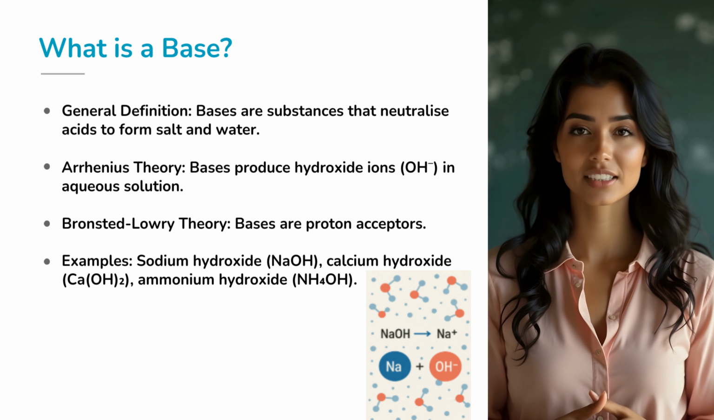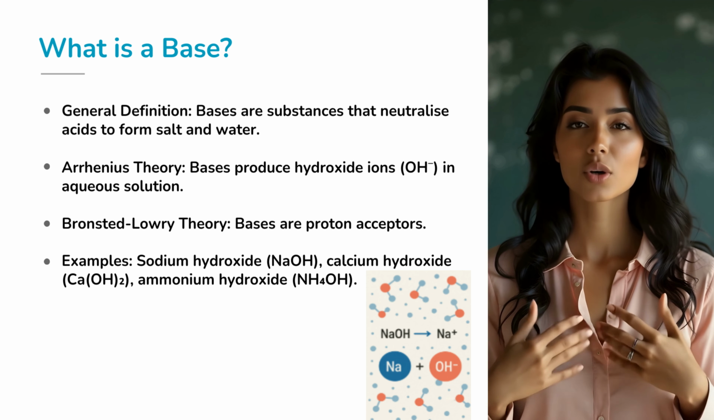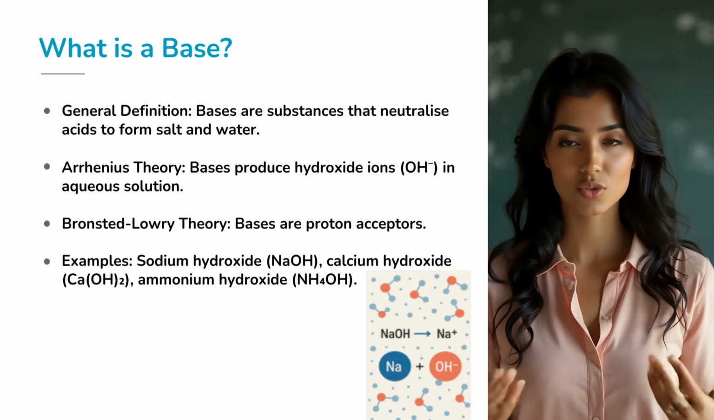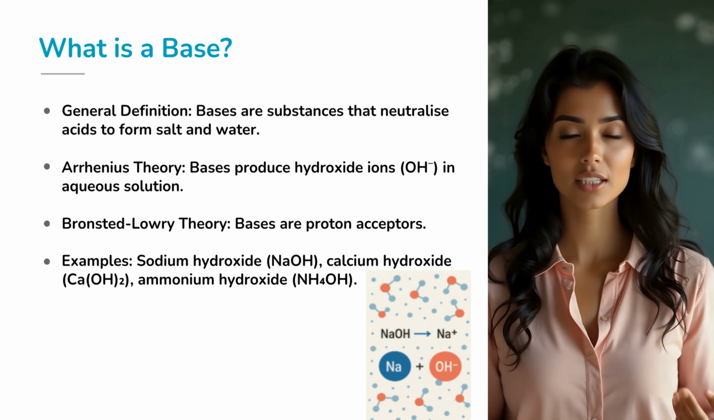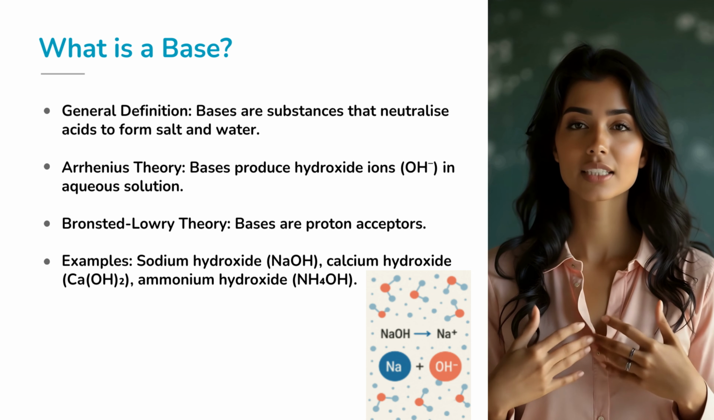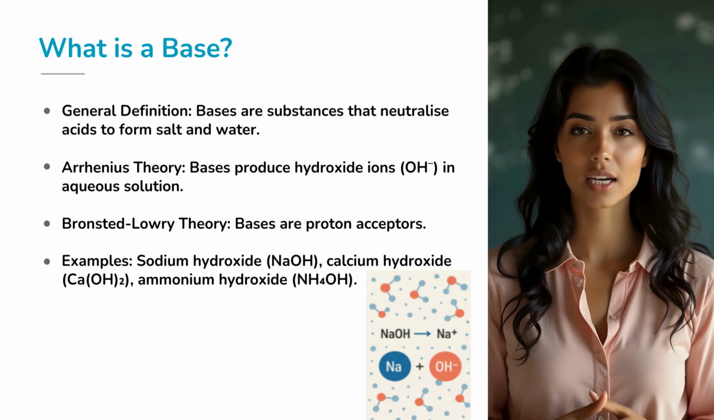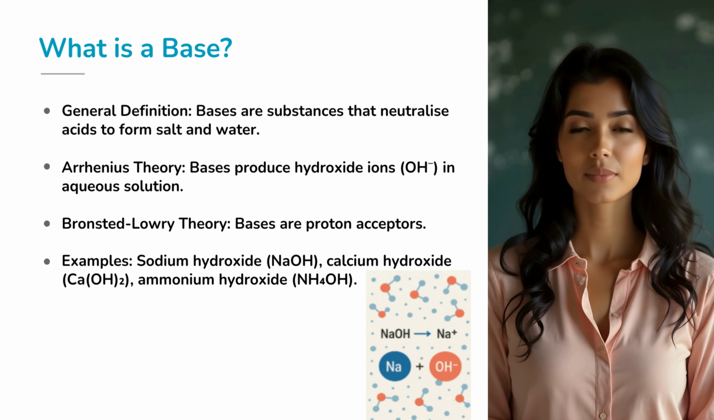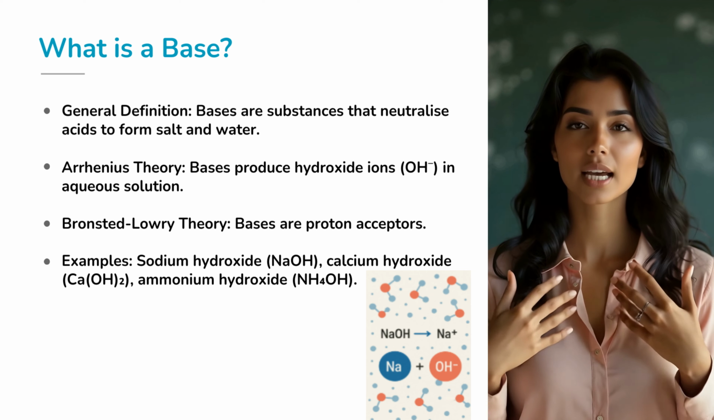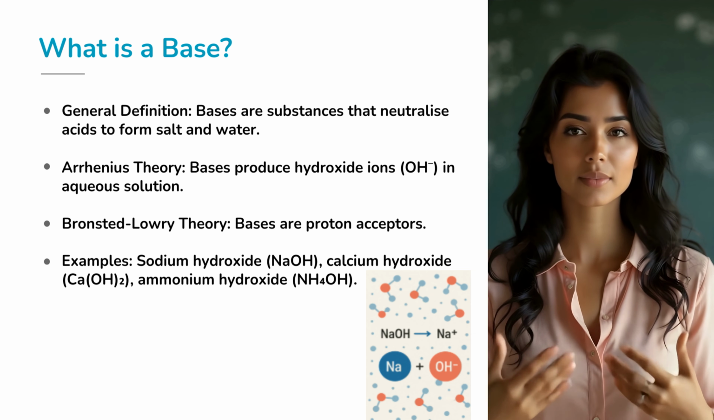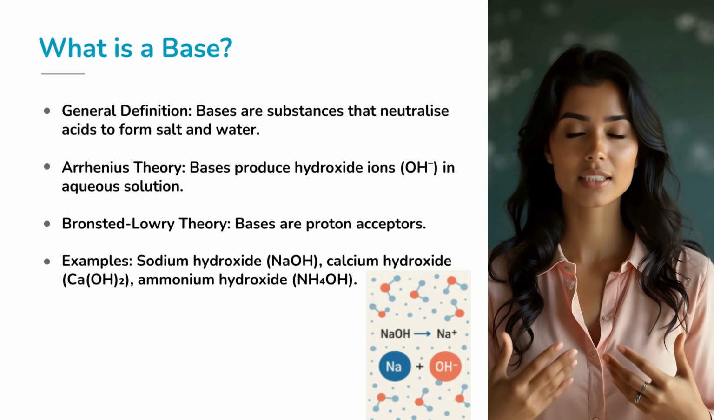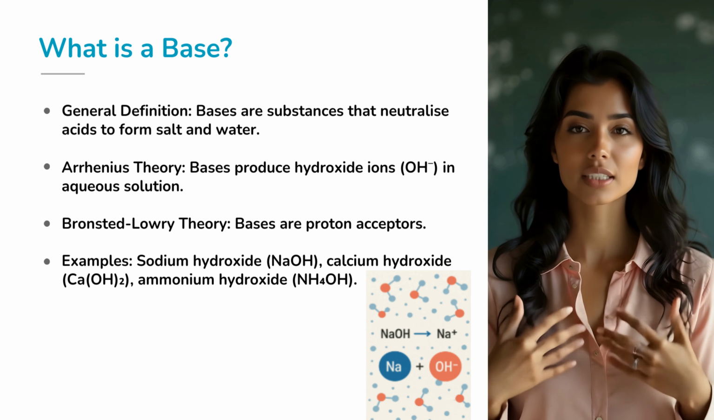Bases are substances that can neutralize acids to produce salt and water. The Arrhenius definition says that bases produce hydroxide ions in aqueous solution. Bronsted-Lowry theory describes them as proton acceptors. They take in the hydrogen ions released by acids. For example, sodium hydroxide in water produces sodium ions and hydroxide ions. Calcium hydroxide and ammonium hydroxide are other well-known bases, each with their own industrial uses.